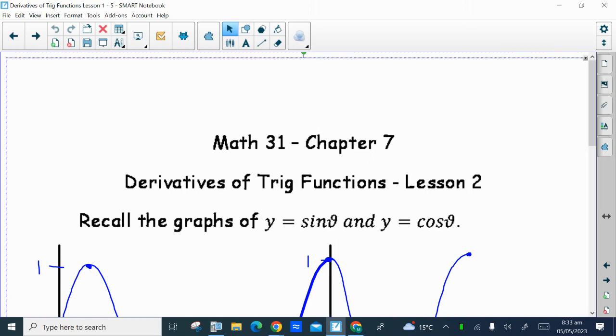Lesson 2: Derivatives of trig functions.